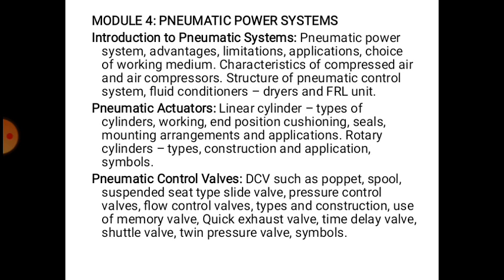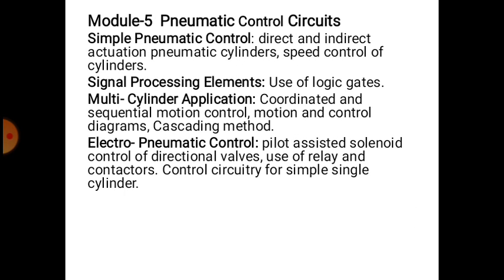Next, pneumatic actuators, types of cylinders, working and position cushioning, different types of seals, mounting, how to mount the actuators, applications, rotary cylinders, types of rotary cylinders, pneumatic control valves, so direction control valve, poppet valve, spool valve, suspended type, slide valve, pressure control valves, flow control valves, types of constructions, use of memory valve, quick exhaust valve, time delay valve, shuttle valve, twin pressure valve, and we are going to study the different symbols used to show the components in the hydraulic circuits.